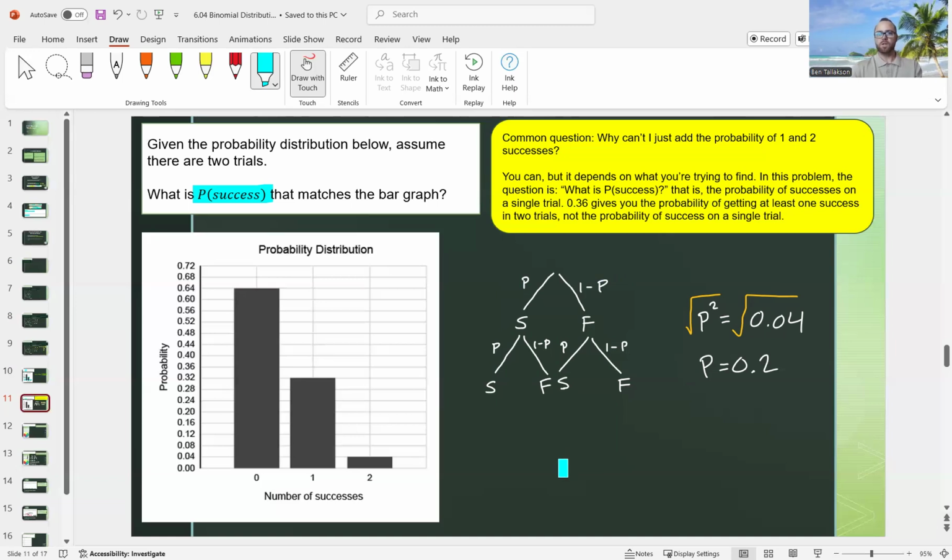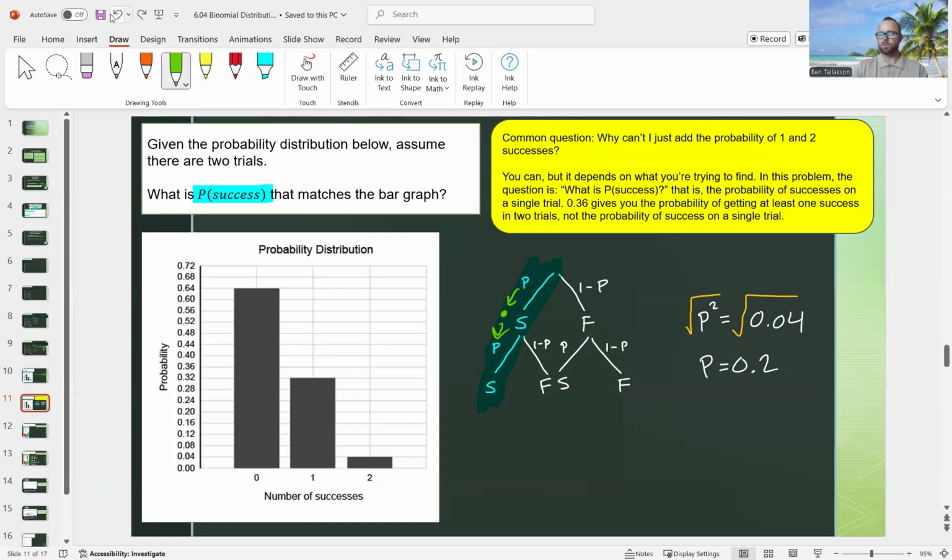Now, what do we do? We need to solve for one of these situations, either 0 successes, 1 or 2, to solve for P. Well, you could go through these and try different things, but I found the simplest solution to be to calculate the probability of 2 successes. And remember, when we calculate probabilities with a tree diagram, we are multiplying them together. So P times P, which is also P squared.